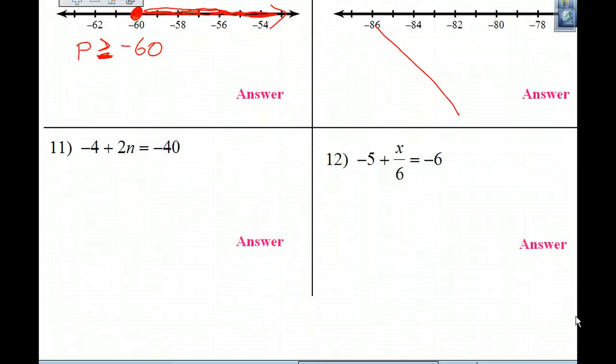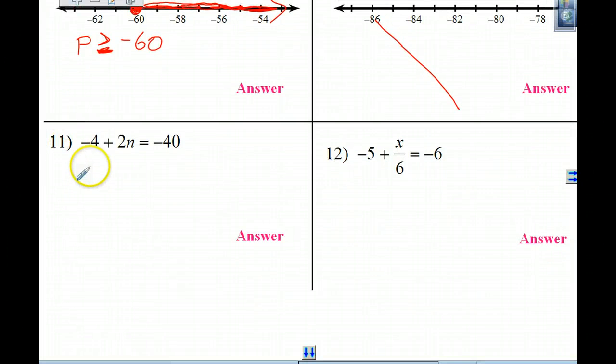Let's go to 11, 2-step. So now that we have two steps, we have to do them in the correct order. Let's do them in the correct order. The way I made you look at this is that if there was, pretend that there was a number in here. Let's say 3. Okay?